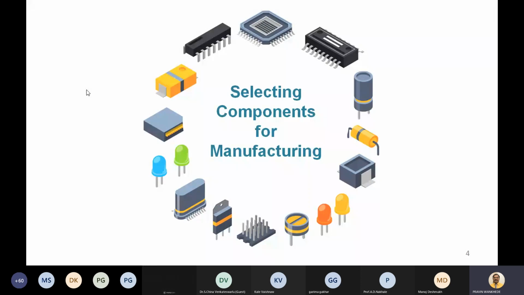Or there may be a component that is not suitable for the environment where the product will be used, because at the time of developing your product, you selected a component which has a temperature range of, say, up to only 50 degrees Celsius. But the product that you are manufacturing is military grade, and you did not select that kind of component. All such things we have to decide when we select the components for the manufacturing.